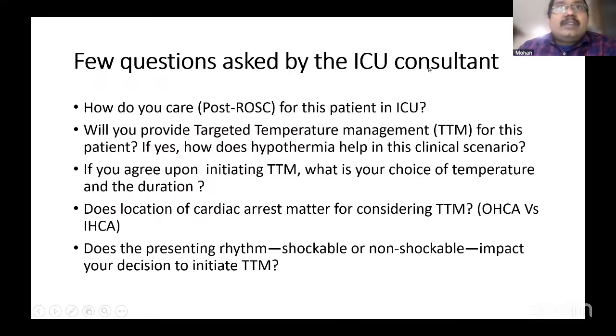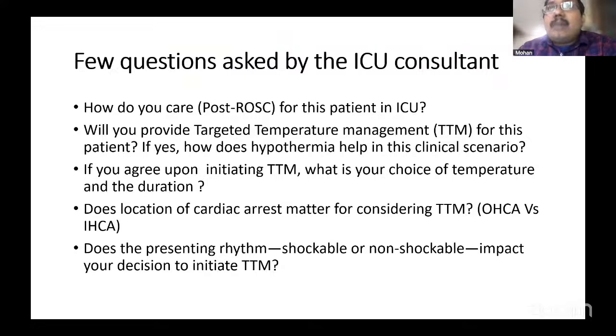Thrombolysis was done, and an ICU call was given for post-ROSC care. So I received the call, and after knowing the case, I called my ICU consultant to discuss it. In return, my ICU consultant asked a few questions. How do you care for this patient in the ICU? Do you want to provide TTM for him? If yes, how do you think hypothermia helps in this case? And if you agree to provide TTM, what temperature would you choose and for what duration?